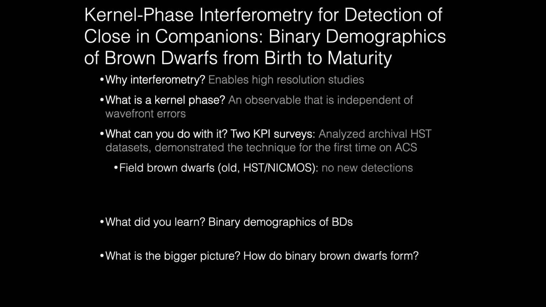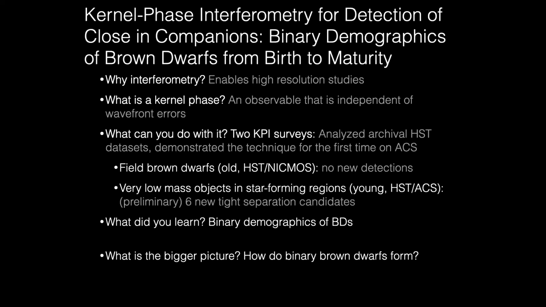So the first of these 2 studies was looking at old field brown dwarfs. Some of these images had been previously analyzed with kernel phase interferometry, so it's not surprising we didn't find anything new, but that doesn't mean we can't learn something. And then the second survey that I did was on low mass objects in a young star forming region, which Adam actually analyzed using a different technique, which is what he was hinting at before. And this work is still a little bit preliminary, but we have 6 new candidate companions from that data set.